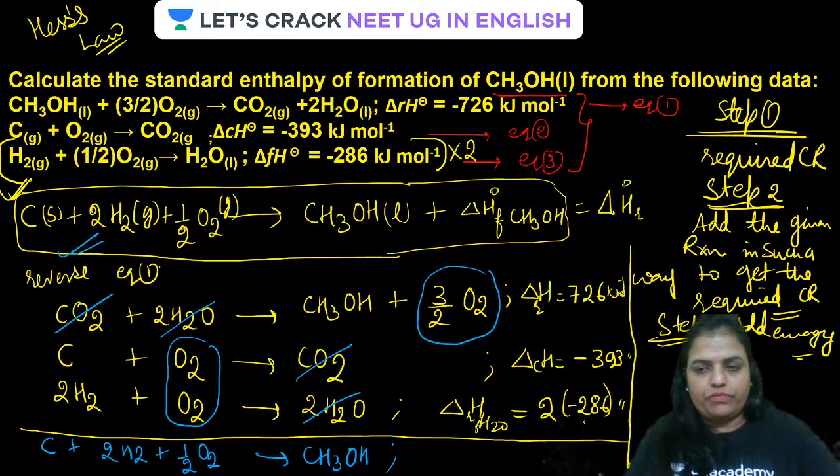Now add all of them. Add all of them, guys. This is plus how much? It is plus 726. This is minus 393.